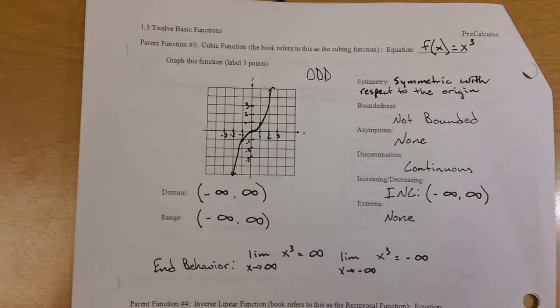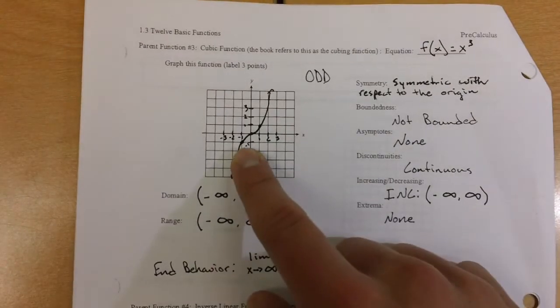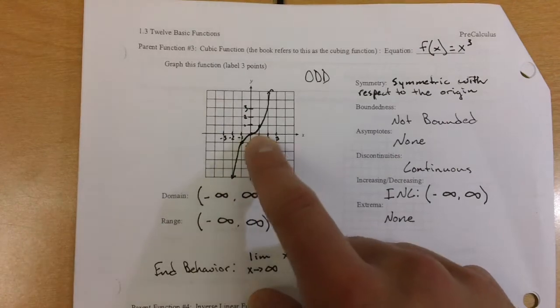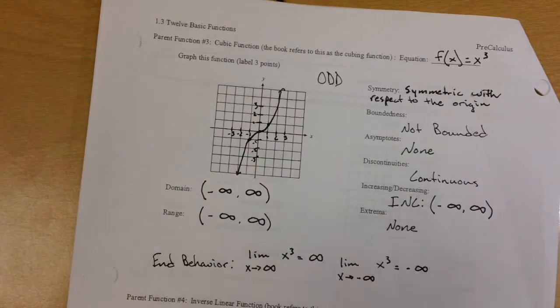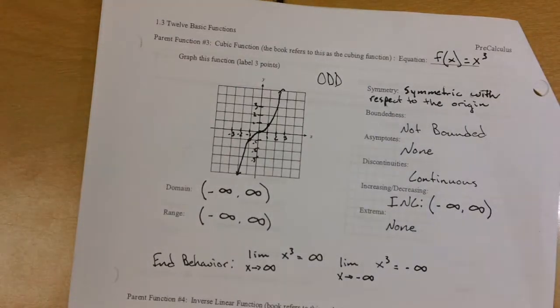The graphed function clearly goes through (-1, -1), the origin, and (1, 1). The domain and range equal all real numbers.